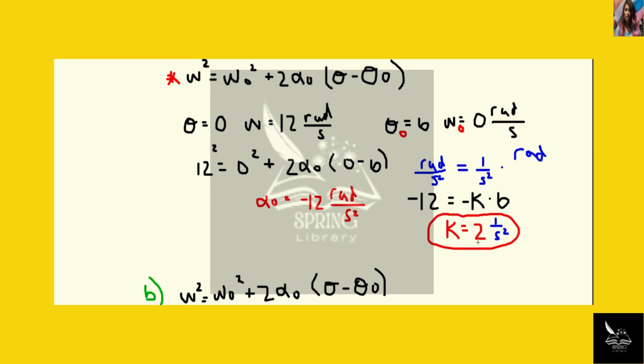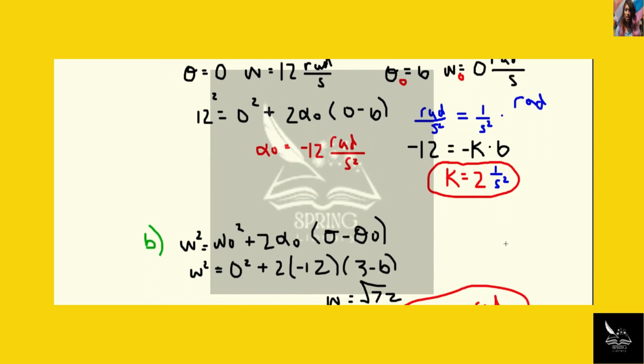To determine the units of k, we can say that alpha has units of rads per second squared, and theta has units of rads. Therefore, the units of k have to be 1 over second squared. Okay, so that's our k.